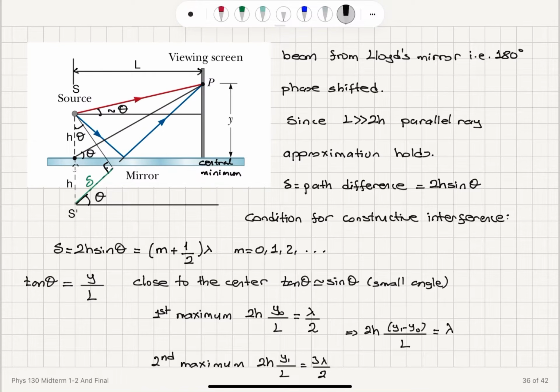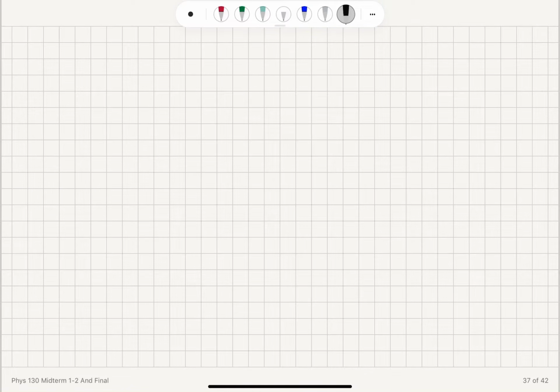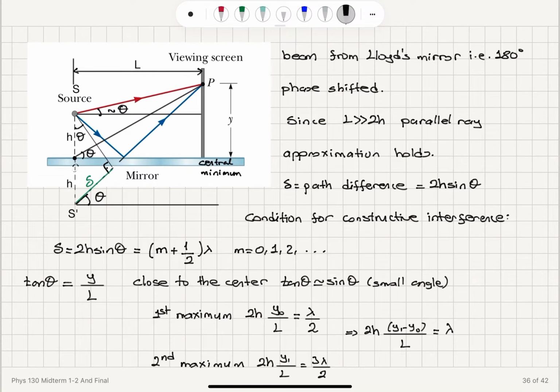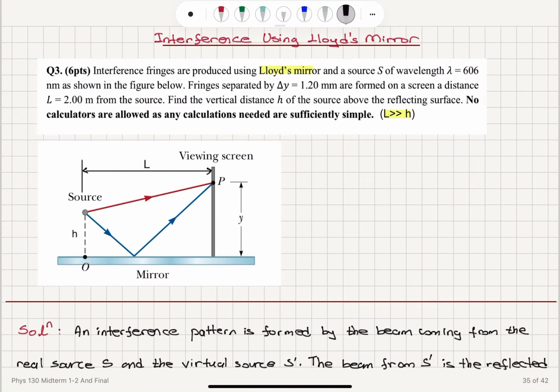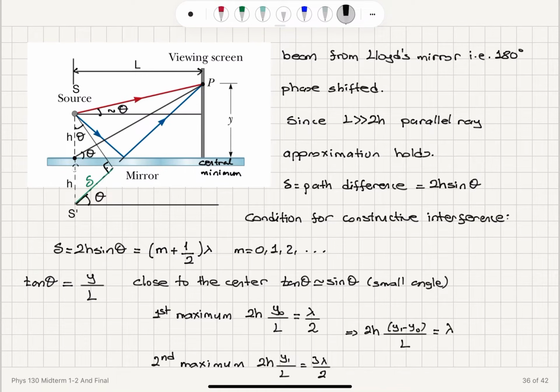So what does this tell us for h? h is equal to lambda L divided by 2 delta y, where delta y is y1 minus y0. That's the distance between fringes. Fringes separated by 1.2 millimeters.